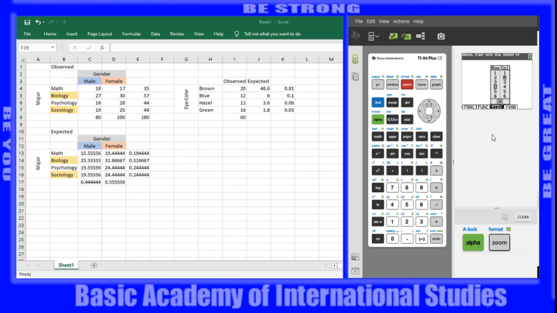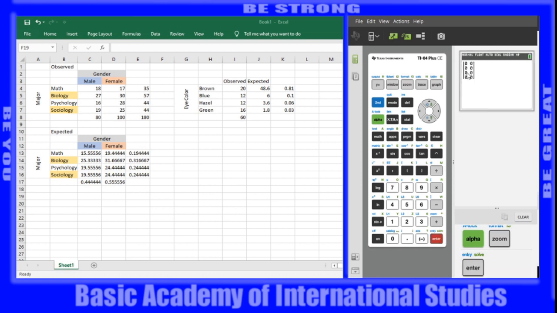Now this weird looking screen just allows me to make what's called a matrix. This matrix is going to have two columns, one for male, one for female, and it's going to have 4 rows because we have math, biology, psychology, and sociology. And so this is what we're looking for. You'll notice it's already set up that way. I try to test this stuff out in advance. What I'm going to do is go ahead and press enter.